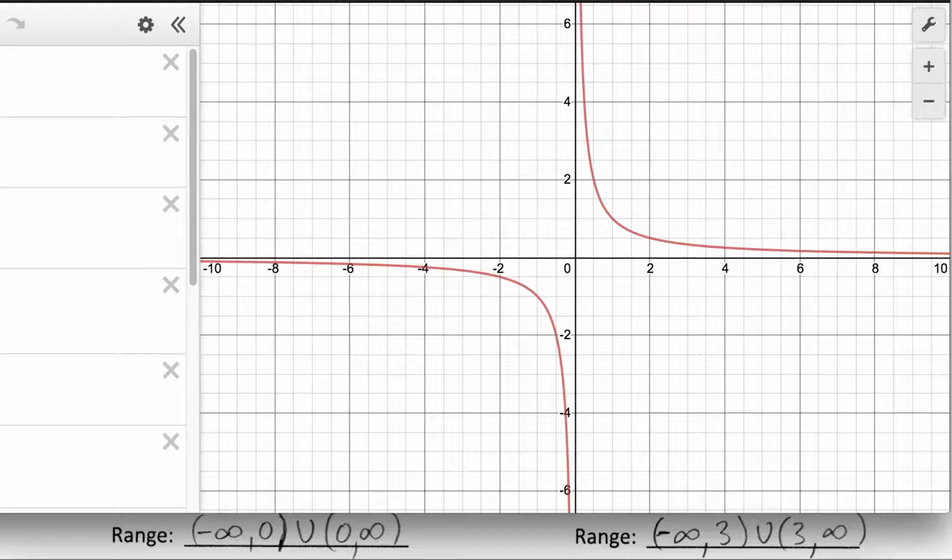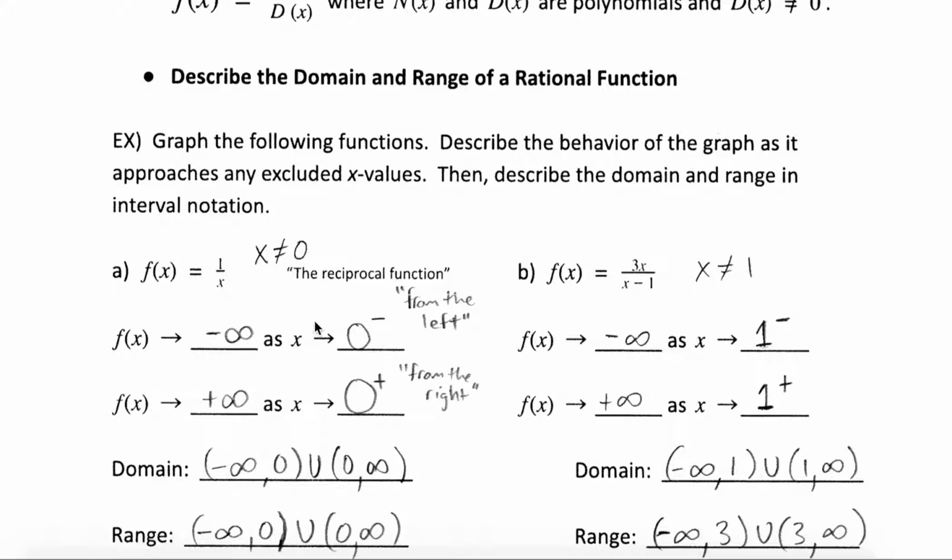So we can describe that the following way. We can say as our output approaches negative infinity, x approaches 0 from the left. So we use this little negative symbol right here to describe our direction as we approach a value. We could have said as x approaches 0 from the left, f of x approaches negative infinity. Doesn't matter what order we say this in.